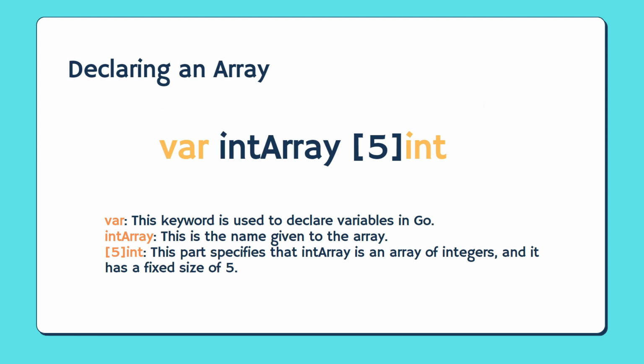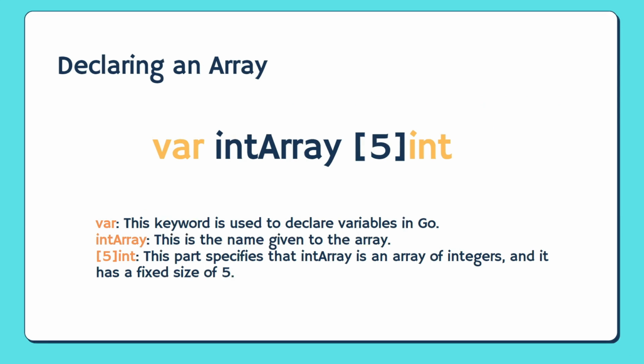Declaring an array: var intArray [5]int. Var, this keyword, is used to declare variables in Go. intArray, this is the name given to the array. [5]int, this part specifies that intArray is an array of integers, and it has a fixed size of 5.